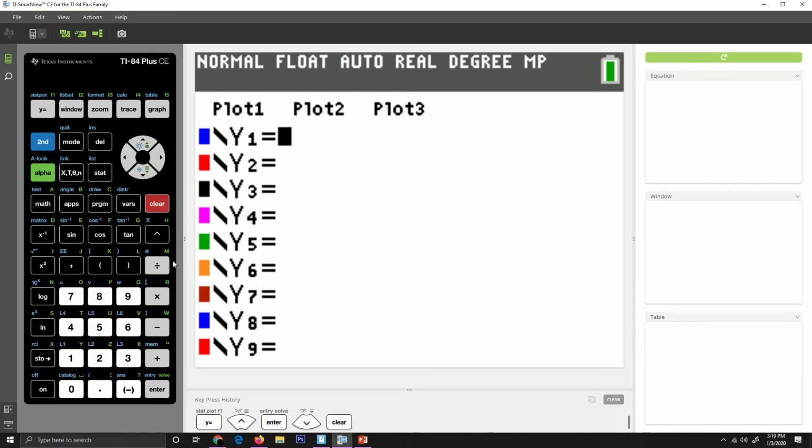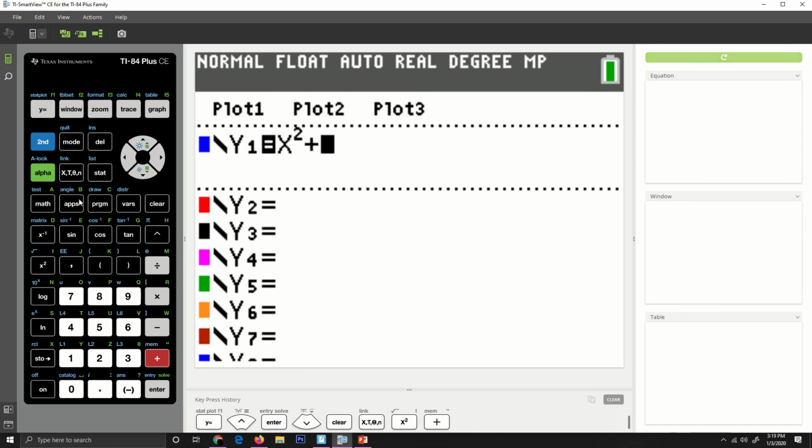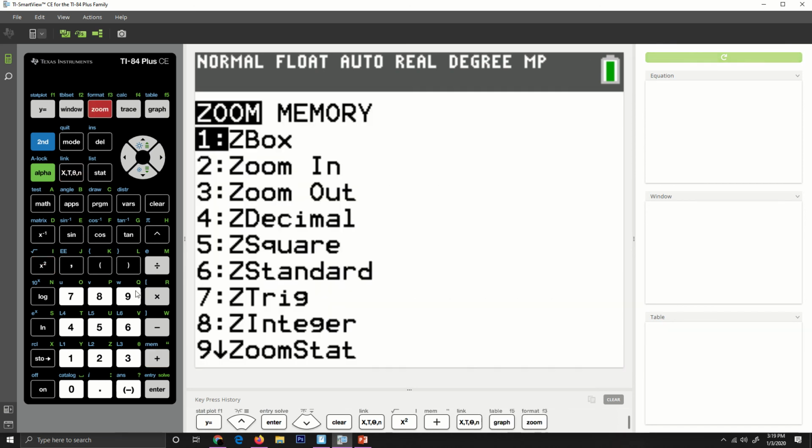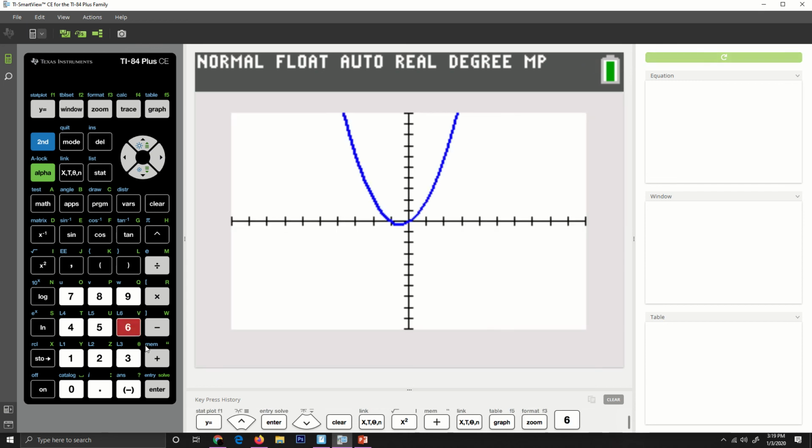We'll clear out that stuff, and then the equation that they gave us was x squared plus x. We're going to hit graph on that function, and let's zoom back to a standard window. So zoom 6, and we want to figure out where this function is increasing and decreasing. All right, so it looks like it's decreasing to about there, and then it starts increasing from that point on.